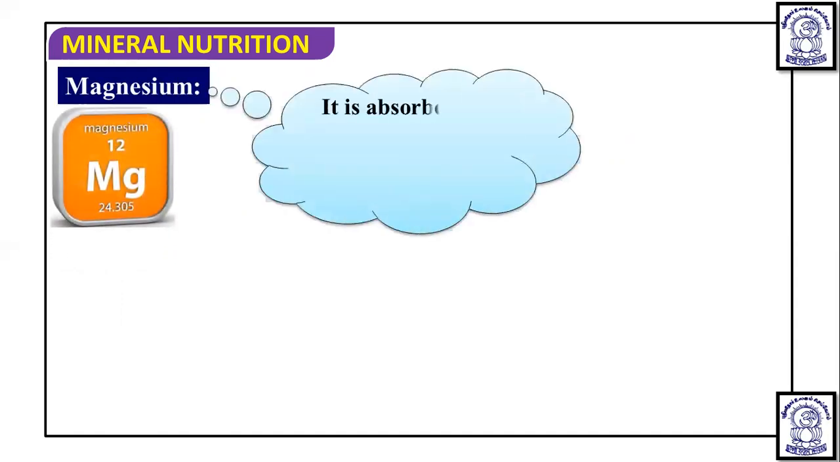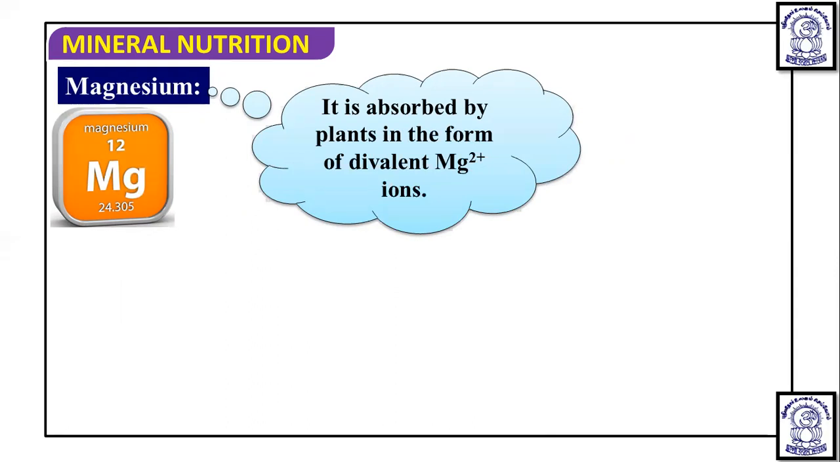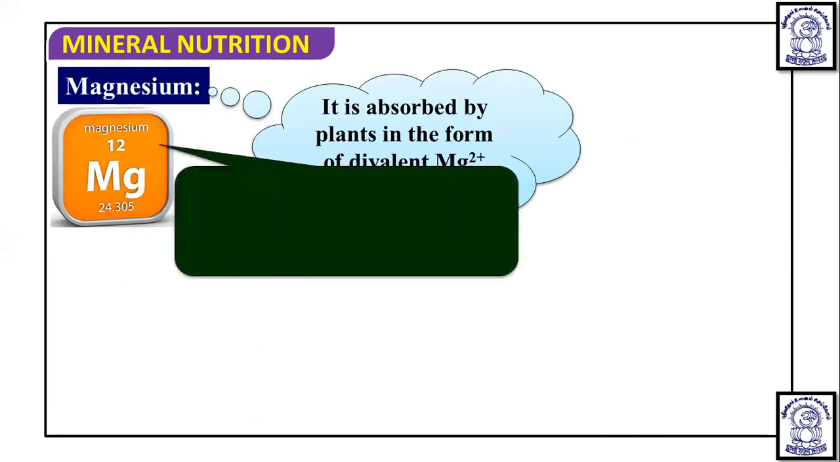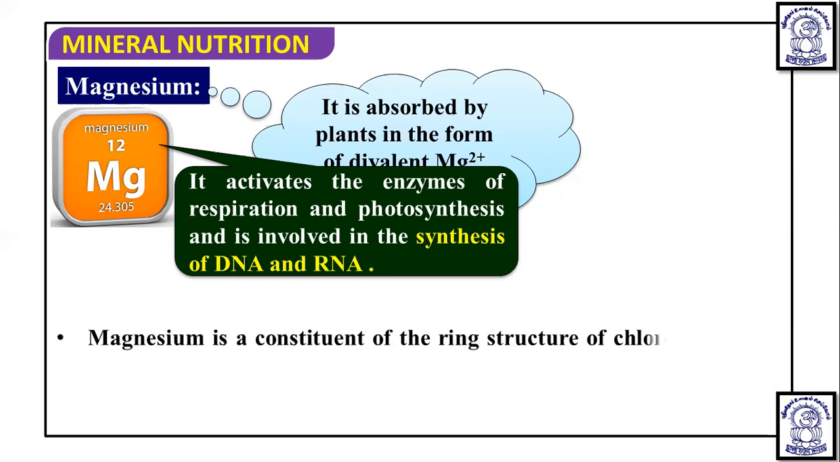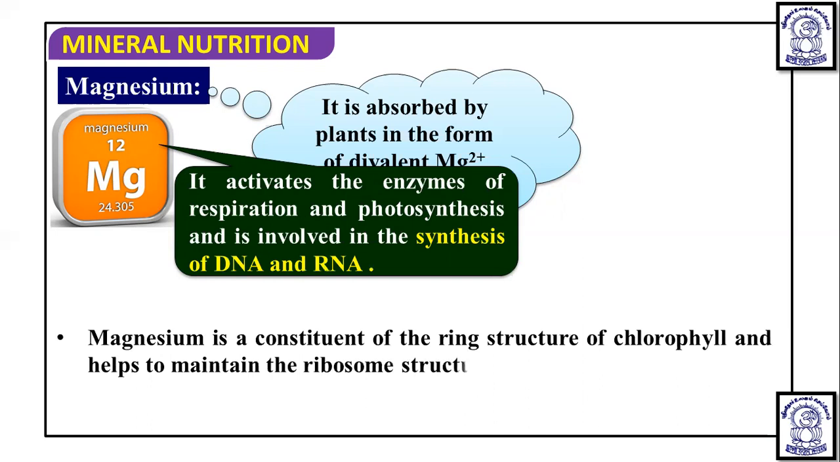Now after this, the next element is magnesium. If we talk about the physiological role of magnesium, it is absorbed by plants in the form of the divalent magnesium ion, that is Mg2+ ion. It activates the enzymes of respiration and photosynthesis, and it is involved in the synthesis of DNA and RNA. Magnesium is a constituent of the ring structure of chlorophyll.